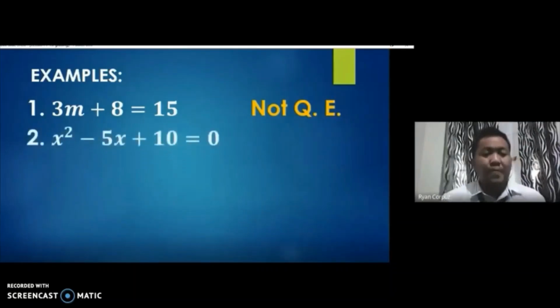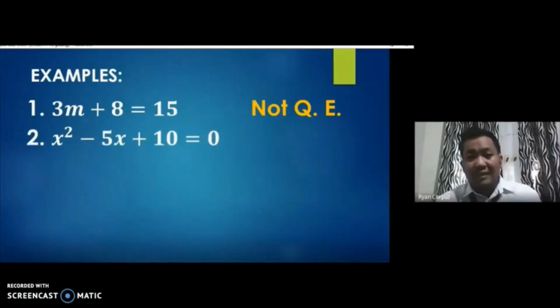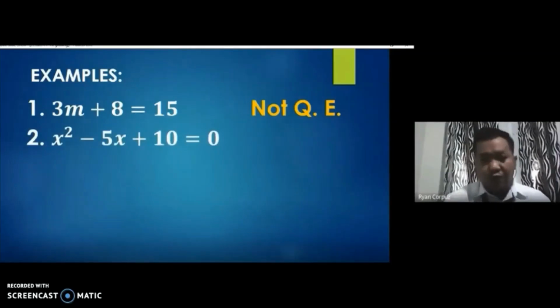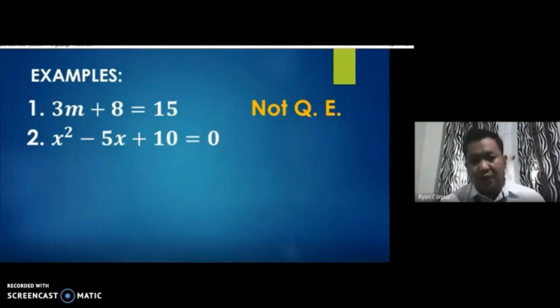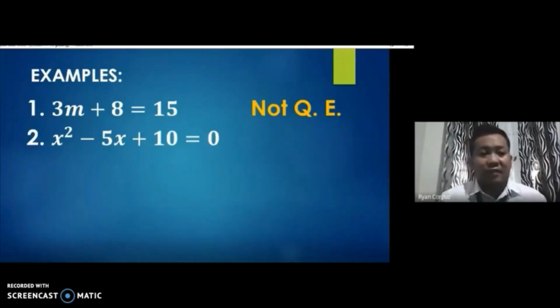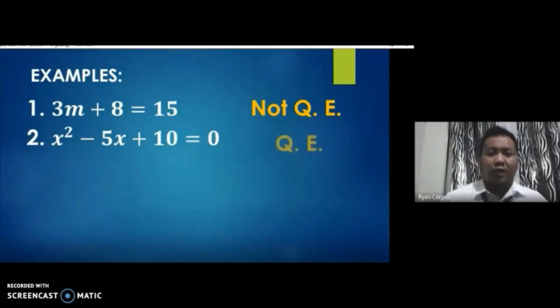Number 2, x squared minus 5x plus 10 is equal to 0. Obviously, on the first term alone, you can already find the highest exponent of the variable, which is 2. And it only involves one variable. It's just like the given equation is already written in the general form of the quadratic equation. So obviously, number 2 is a quadratic equation.